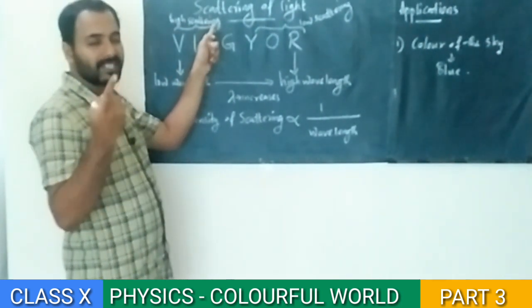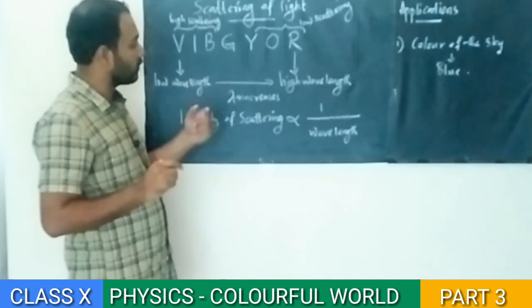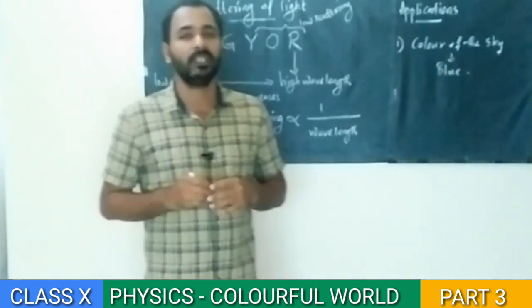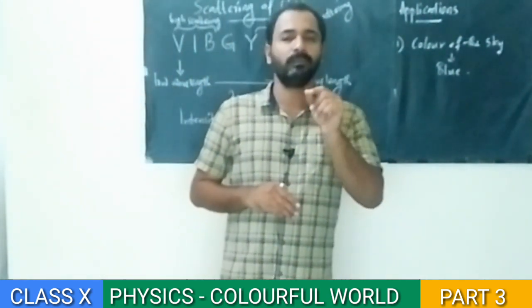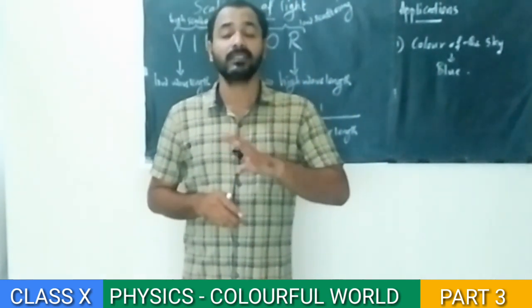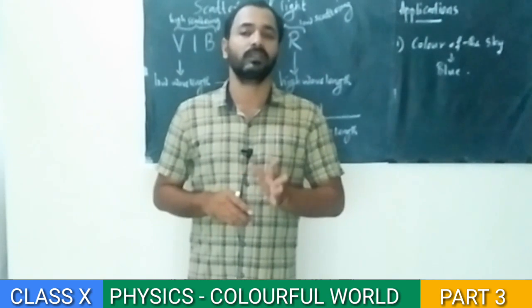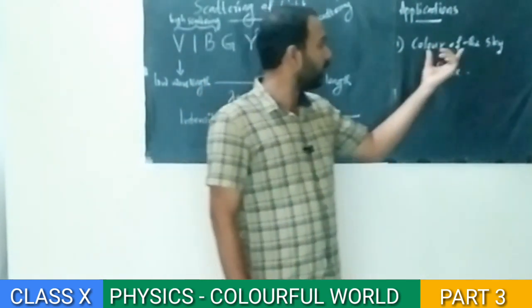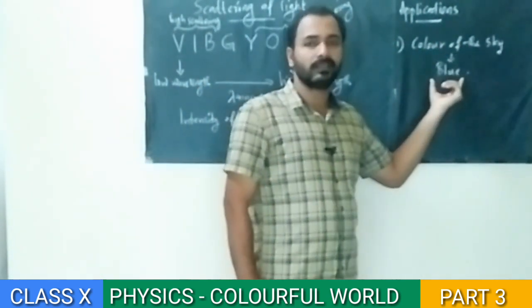Okay. Then the second factor which the scattering depends on is the size of the molecules. Very fine particles present in the atmosphere scatter blue color more. That's why the color of the sky is blue.